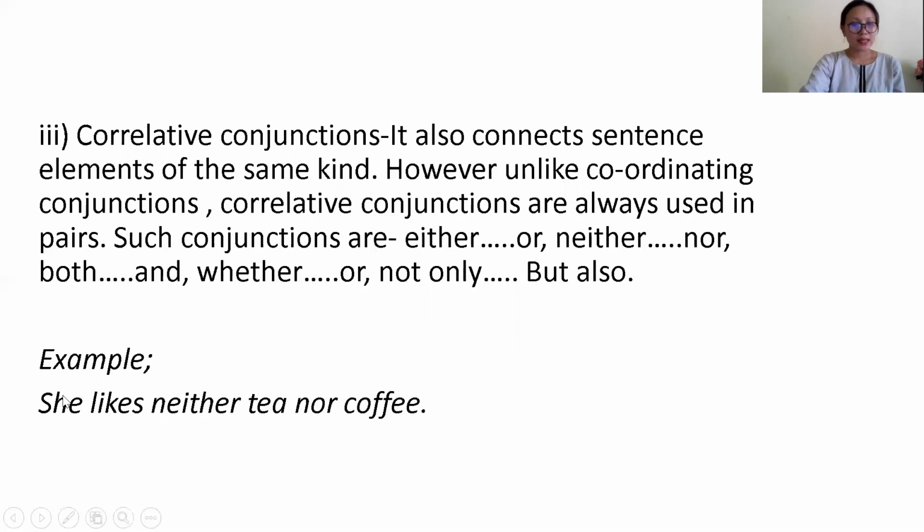Okay. Example: She likes neither tea nor coffee. Can you see we use one pair of conjunctions here? Neither nor. She likes neither tea nor coffee, means she dislikes both tea and coffee. All right.